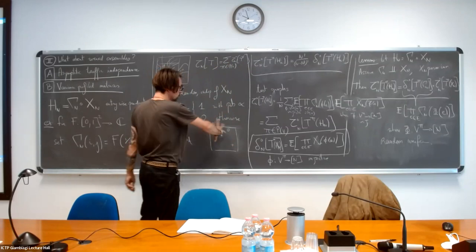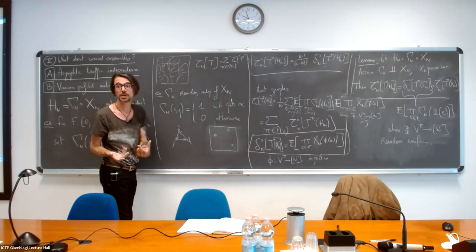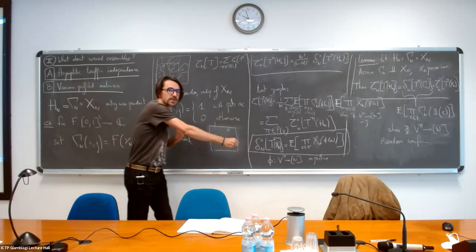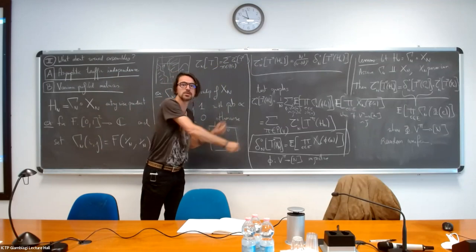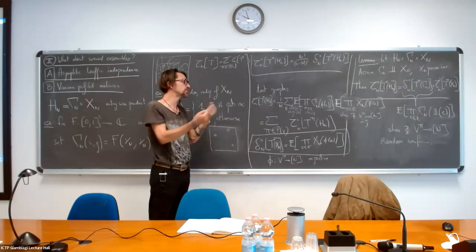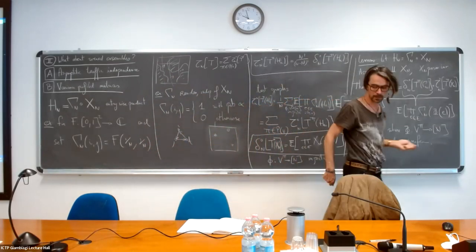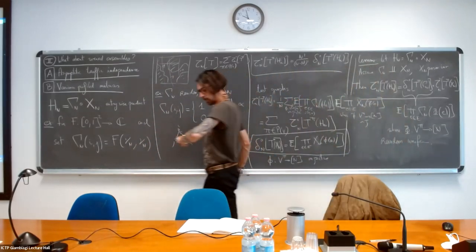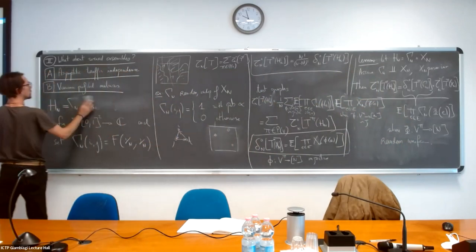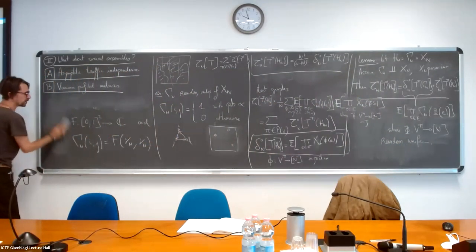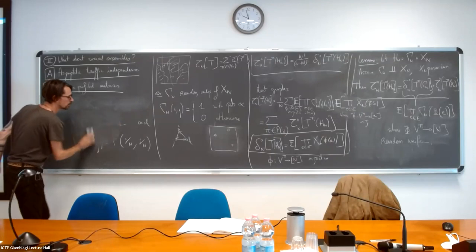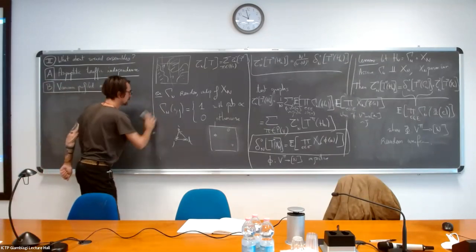OK, so this is just a way to pick up information in your matrix. Imagine you have your graph. You put your graph in your matrix and you average. And by putting your graph in your matrix, I just mean you compute this. OK. So this was just to mention that these variance profile matrices can be handled with this injective trace.